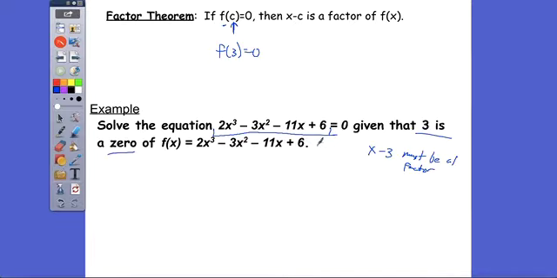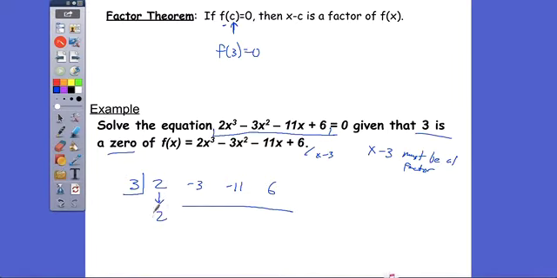So we're going to take this and divide by x minus 3. And remember, the 0 of this is just 3, so we're using this number in our box here. And we're going to divide. So 2, negative 3, negative 11 and 6, these are just the coefficients. Here we go, performing synthetic division.